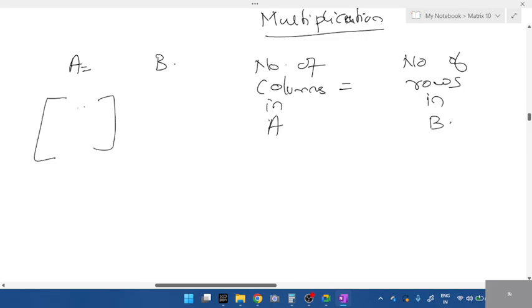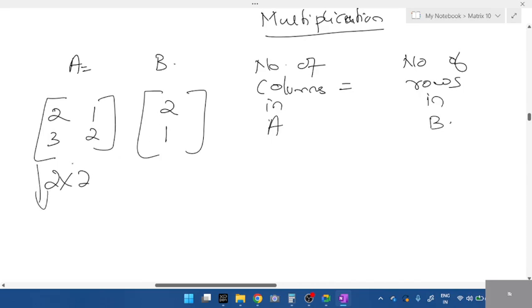Fine. So if I take a matrix 2, 1, 3, 2, the order is 2 into 2. How many columns does it have? 2 columns, right? Right hand side, I don't need exactly 2 like this. If I just have 2 rows, that is enough. I can take just like this. Okay, I can have 2 and 1. Now, how many columns does the first matrix have? 2 columns. How many rows does this one have? 2 rows. Does it have 2 columns?